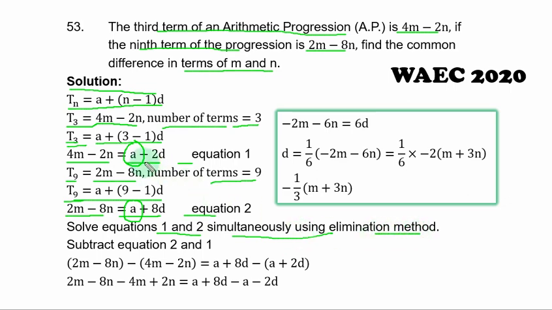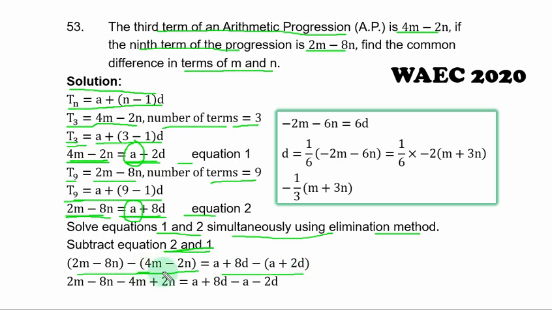To eliminate a, you have to subtract equations 2 and 1. Look at the order. You start from equation 2. You do that side by side. For equation 2, the first side is this minus the first side of equation 1. That is what you have here. The second side, a plus 8d minus a plus 2d. That is what you have here.